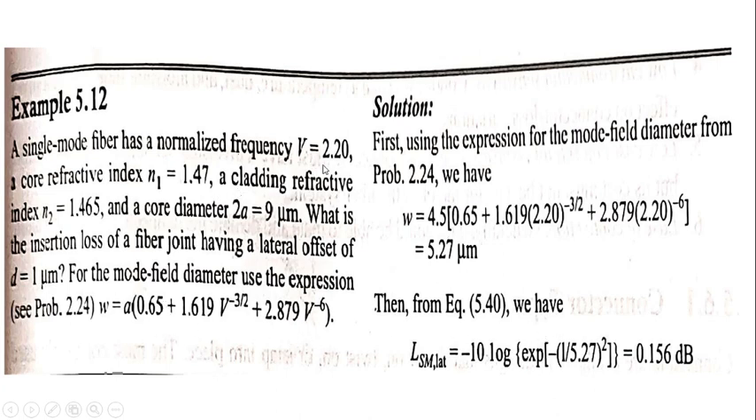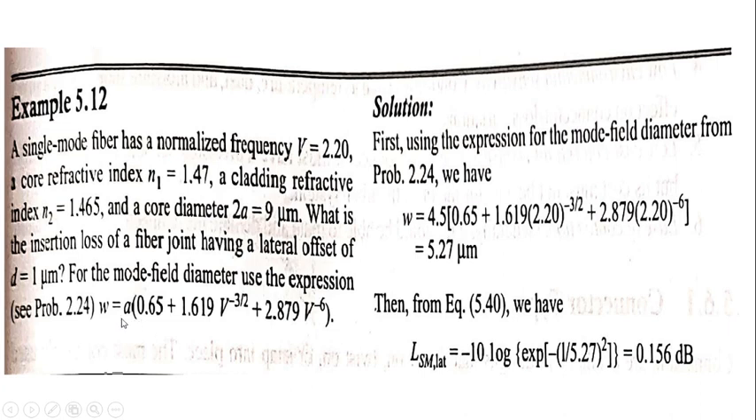So what is the given data? V is equal to 2.20, the normalized frequency, refractive index of core N1 is 1.47, cladding N2 is 1.465, and the core diameter given is 2A is equal to 9 micrometer. But observe that in the formula for w you require A. So A will be 9 by 2, it will be 4.5 micrometer. And d given in the question is 1 micrometer. So the formula for w is equal to A into 0.65 plus 1.619 V to the power of minus 3 by 2 plus 2.879 V to the power of minus 6.